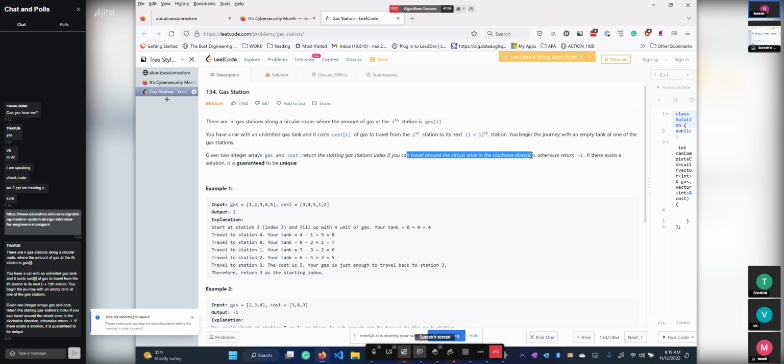If you can travel around the circle in the clockwise direction from the starting station, return it. Otherwise, return -1. So in some situations, the input is like that. You will never be able to find a solution.